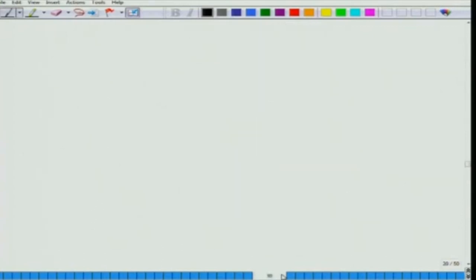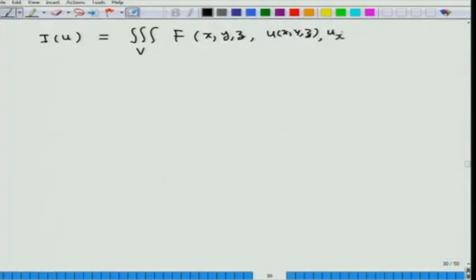Now, going to higher order functionals, let us consider three independent variables. So I of u, now u is a function of x, y, z. So we have, let us say, a triple integral over a certain volume V of f of x, y, z. Now, these are free independent variables, and u is a function of x, y, z, and then you have u x, and all these are functions of x, y, z.